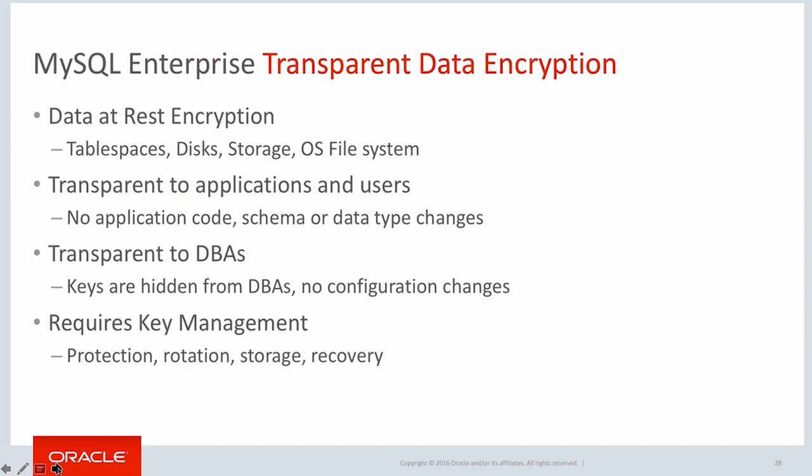So as a DBA, all you need to do is just turn on transparent data encryption on the tables that are of importance to your company. And then as the applications are reading and writing the data, it's stored on disk in an encrypted manner.